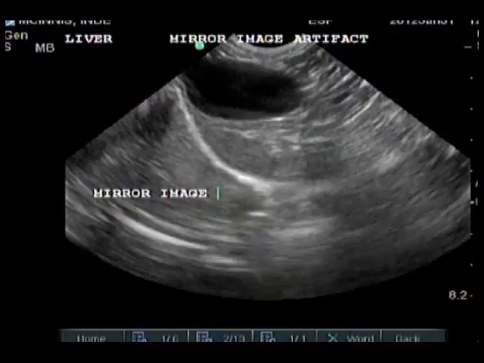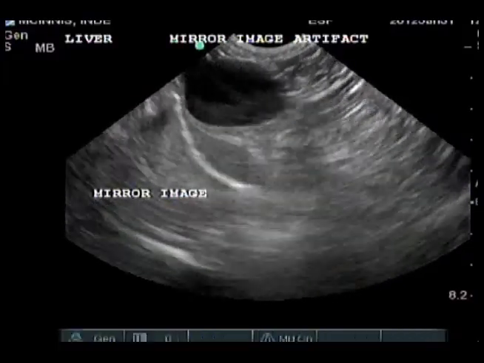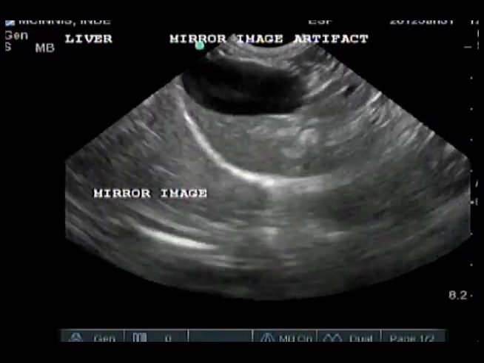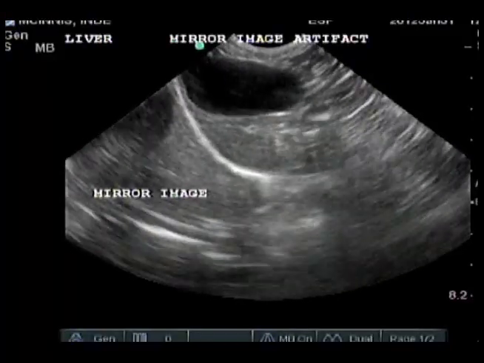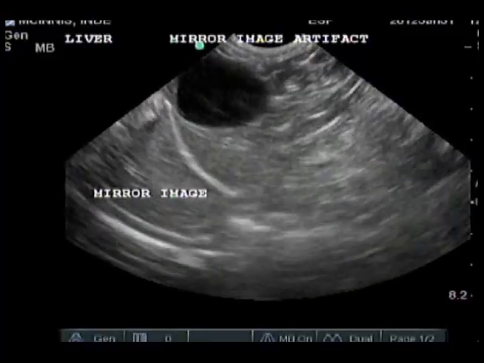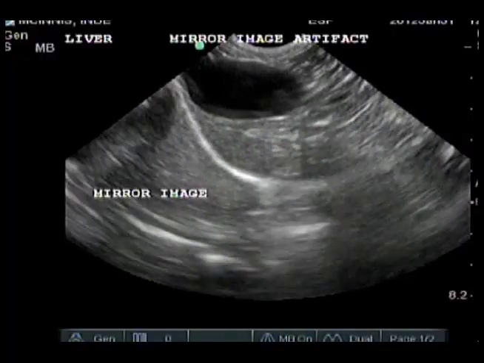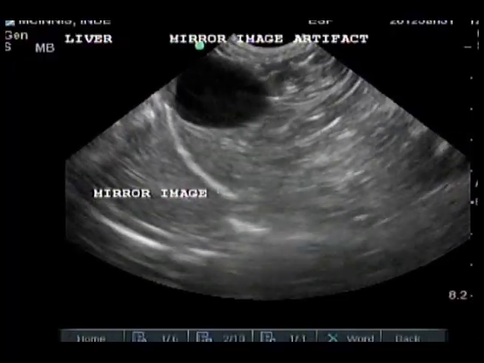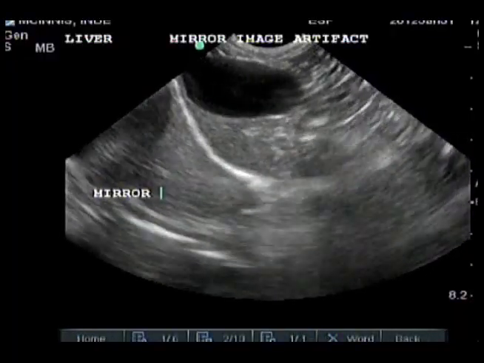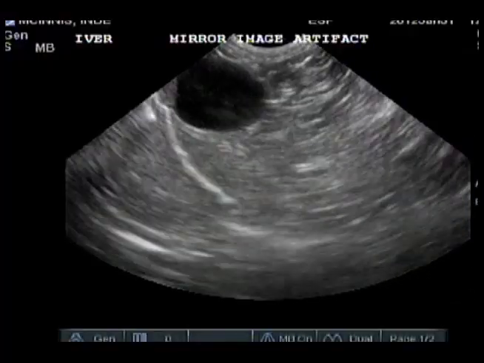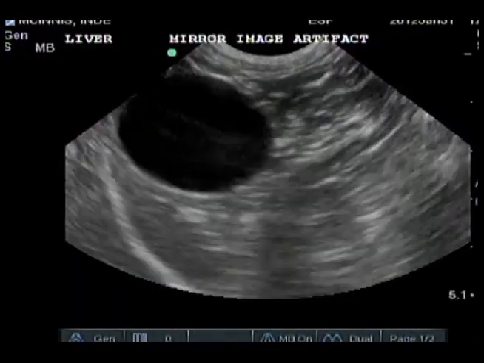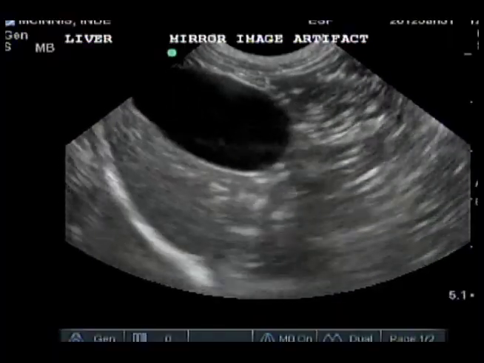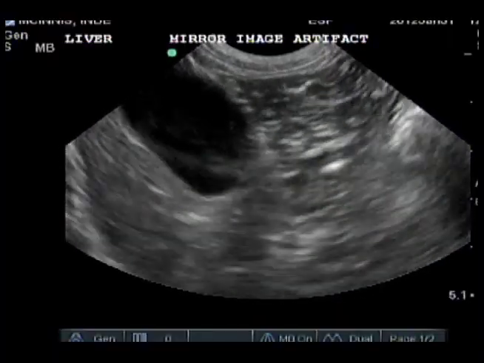Mirror image artifact has been discussed. It is important to recognize this as artifact but not ignore structures like the heart or lesions like tumors or effusions. Adjusting depth to fill the ultrasound screen with liver helps reduce mirror image artifact. Placing the diaphragm to the left side of the ultrasound screen also reduces this artifact.